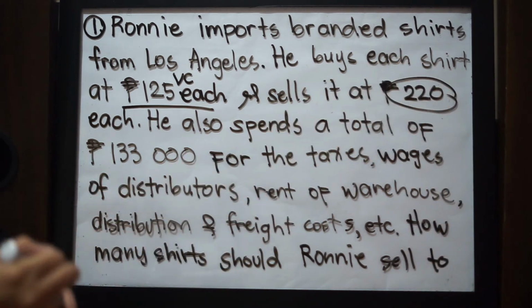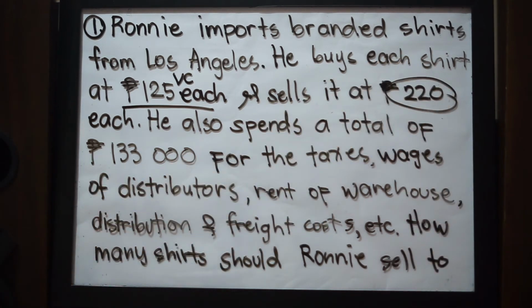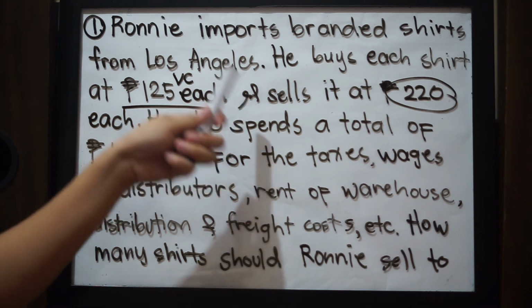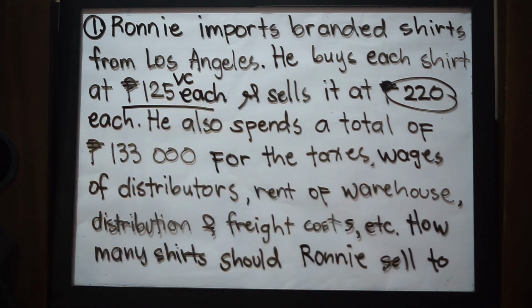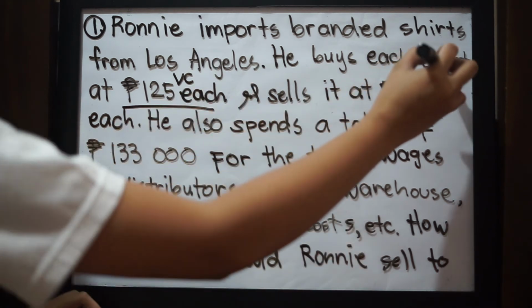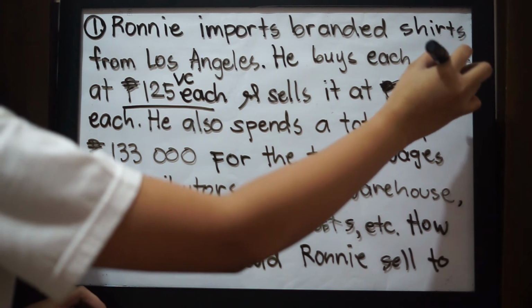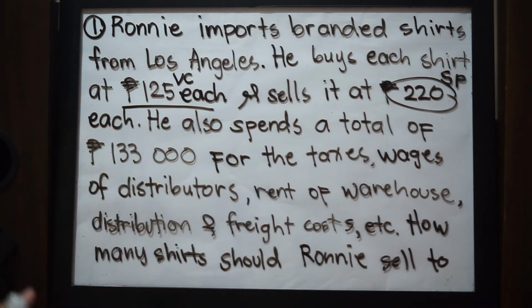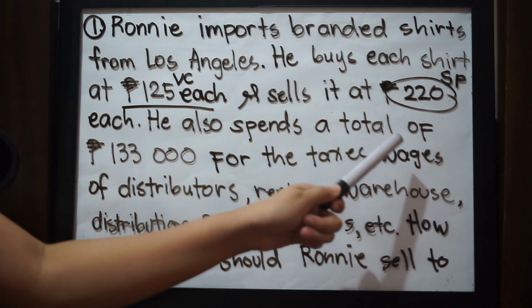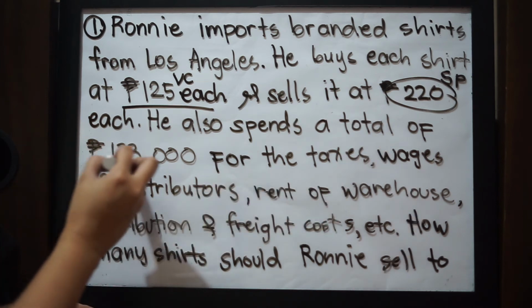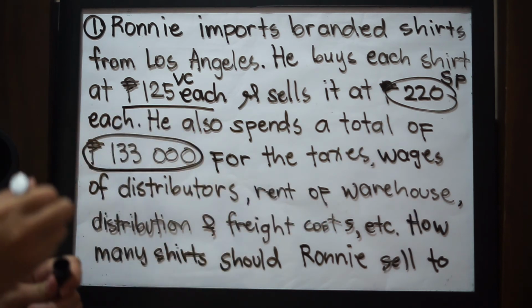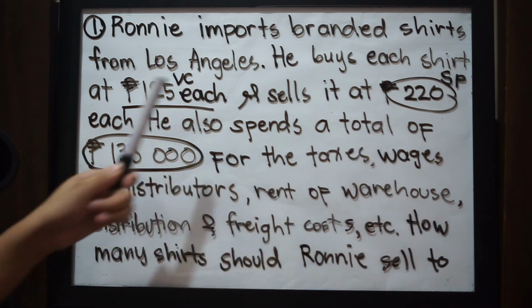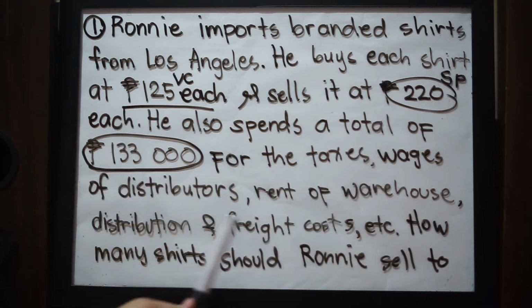Next, and sells it at 220 pesos each. Ano kaya yung 220 pesos each? Ayan na, sells it at 220. So, ibig sabihin, ito ay selling price. Next, he also spends a total of 133,000 pesos for the taxes, wages of distributors, rent of the warehouse, and etc.